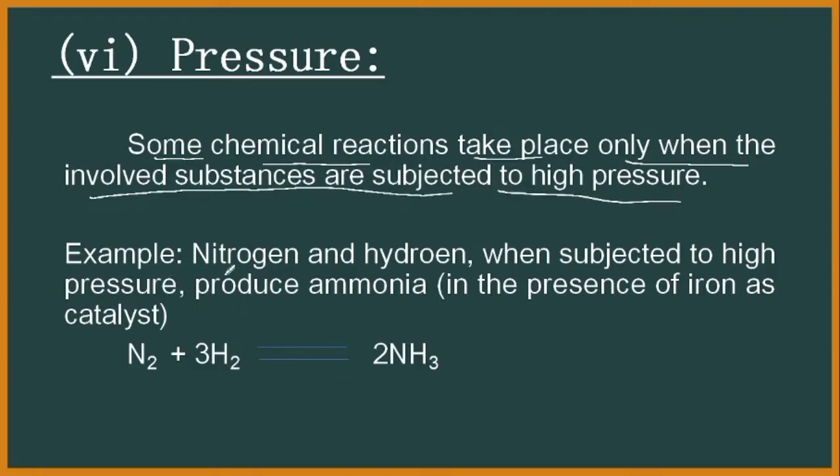Example: nitrogen and hydrogen, when subjected to high pressure, produce ammonia, especially in the presence of iron as catalyst. I will repeat the example. Nitrogen and hydrogen, when they are subjected to high pressure, produce ammonia.